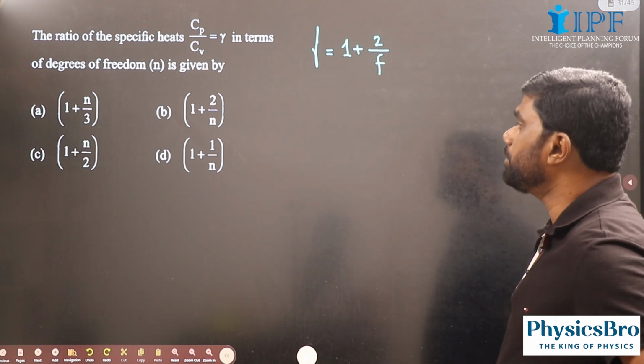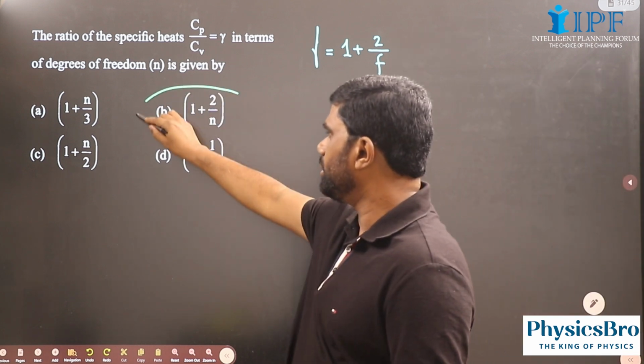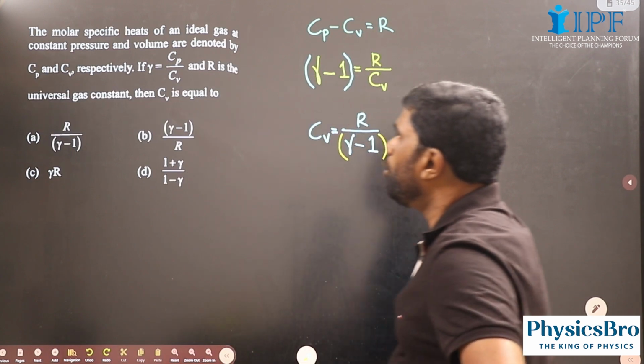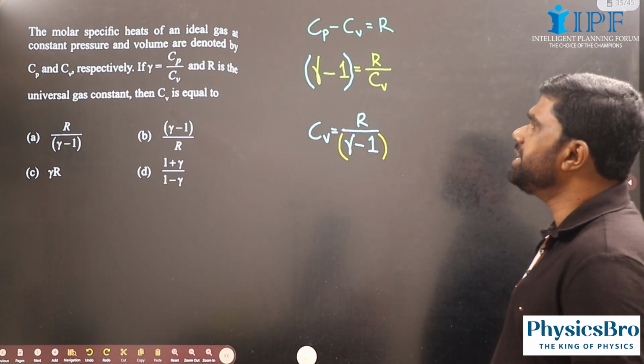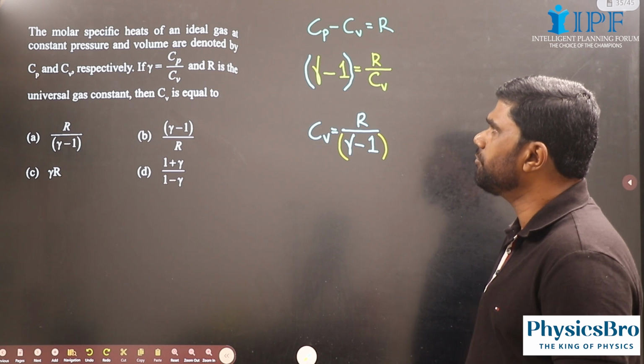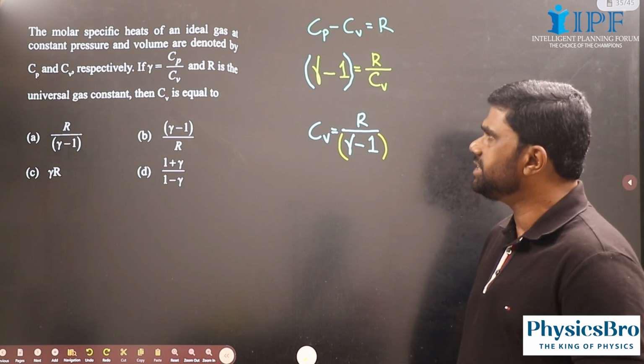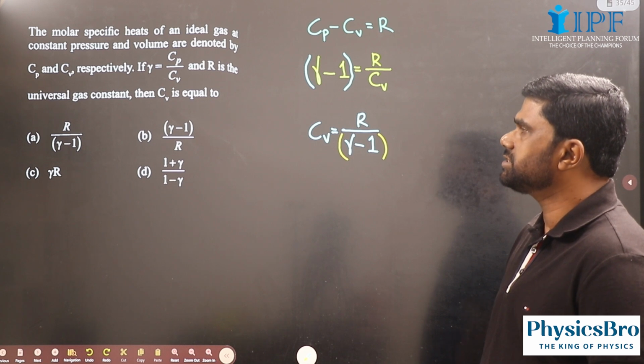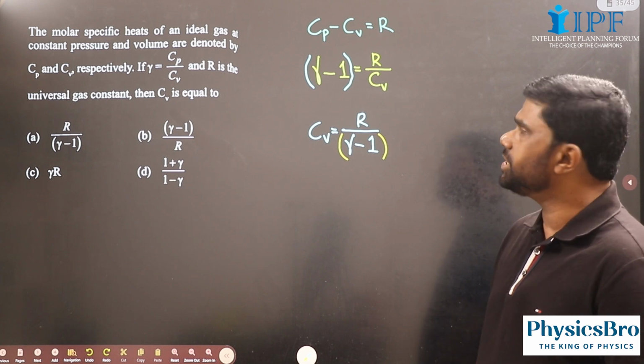So it must be 1 plus 2 by N. Okay, 1 plus 2 by N. Right? Now the molar specific heats of an ideal gas at constant pressure and volume are denoted by Cp and Cv. Gamma is Cp by Cv and R is the universal gas constant. Then Cv is equal to.